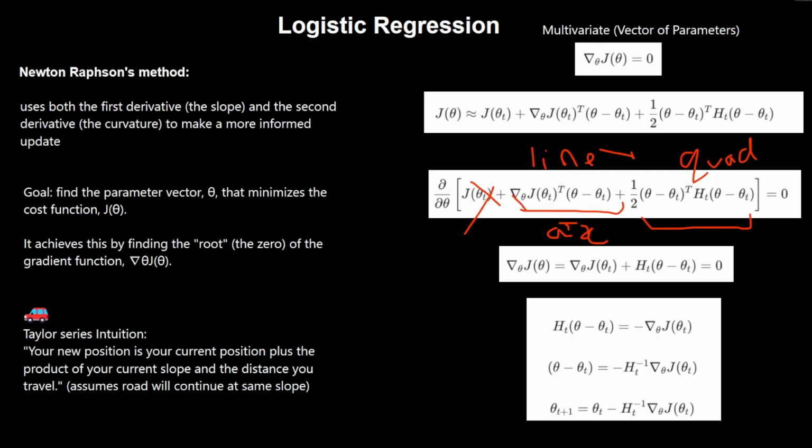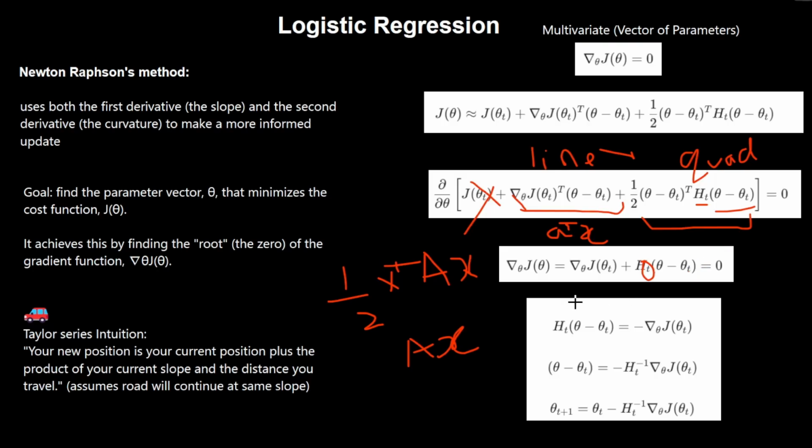So, derivative of a quadratic form. This is of the form half, x transpose A x, where A is the Hessian matrix and x is the vector. In multivariate terms, this derivative is just A x. That's why A is the Hessian matrix and x is theta minus theta t.